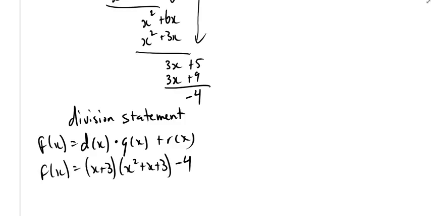So I did not have a remainder of 0. I had a remainder of negative 4. So it's not a factor. That's going to be important down the road. Something just to think about while you're doing this, make sense of it to yourself. What does it mean to have a remainder? It means the same thing when you're dealing with numbers. It means it doesn't divide in evenly. So it's not a factor. Let's try another one.